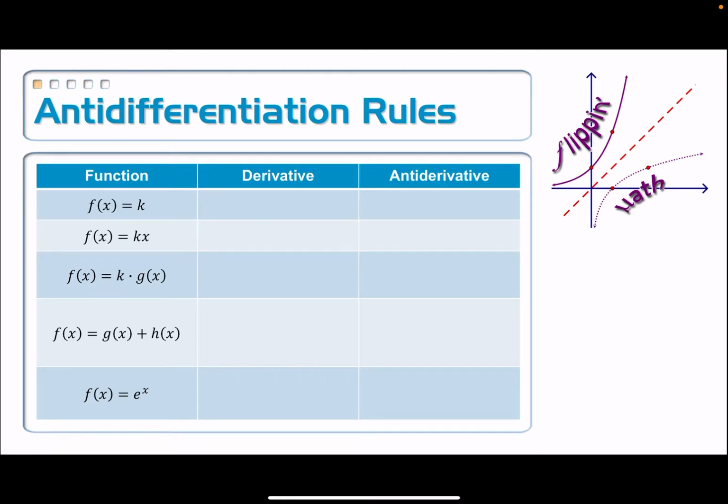Our goal with the next couple of videos is to come up with some anti-differentiation rules, sort of like we did for the derivative rules. We're just working that process backwards. So our first function here is f of x is equal to k. K is some sort of constant.